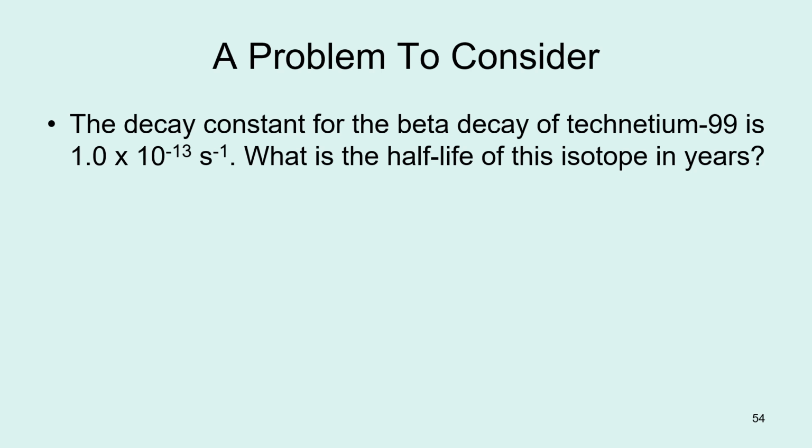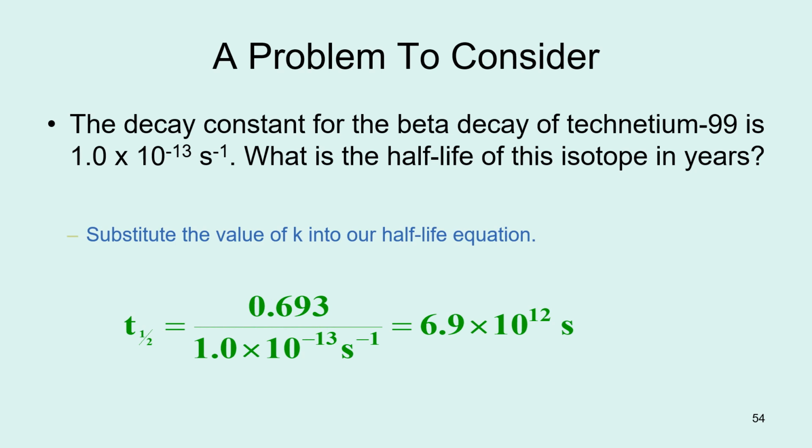All right, so let's just do a quick example. The decay constant for the beta decay of technetium-99 is 1 times 10 to the minus 13 decays per second. So what is the half-life in years? Well, be careful with your units. If we find the half-life, 0.693 divided by the K value, we get 6.9 times 10 to the 12 seconds. Well, that's a perfectly good answer unless they ask you, for example, for years.